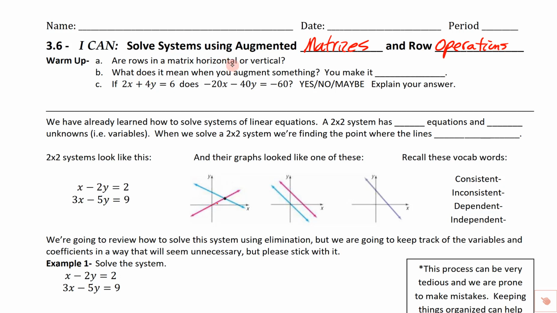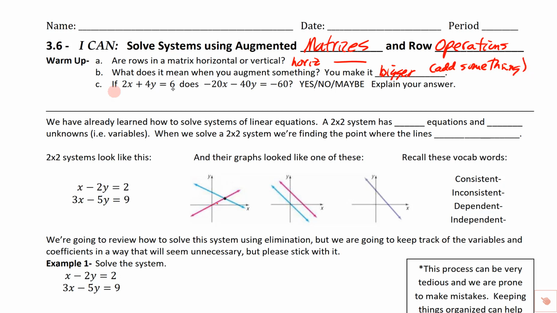So are rows in a matrix horizontal or vertical? Now again, not to insult anybody's intelligence, but if you forget which is horizontal and which is vertical, which is a row and which is a column, that's going to be big trouble. The rows are horizontal, they're like this. Remember, the columns are straight up and down. What does it mean when you augment something? Well, if you augment something, you normally make it bigger. You add something to it, like this.